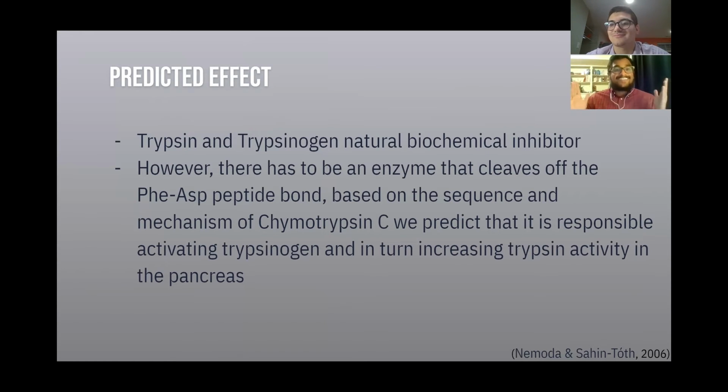But guess what? We think we found the answer, because again, phenylalanine, an aromatic amino acid, would fit perfectly into our hydrophobic pocket of chymotrypsin-C. And then we also have our aspartate as one of our active sites too. It might be a potential reason to attract it over. But yeah, that's why we predict that chymotrypsin-C is responsible for activating trypsinogen and in turn increasing trypsin activity in the pancreas. And our results are going to show something similar to that.